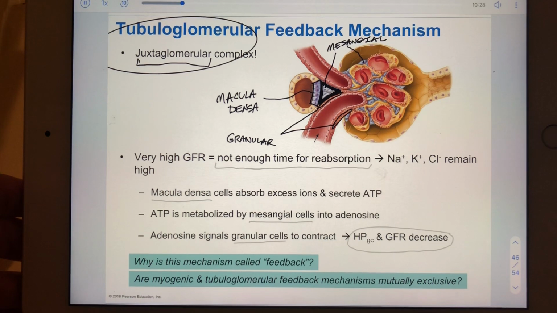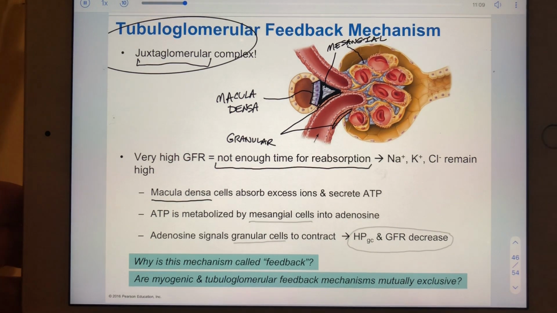Slow down, you move too fast. The nephron doesn't have enough time to reabsorb maximally, to reabsorb efficiently. And therefore, sodium, potassium, and chloride ions remain high in the filtrate, even in the distal tubule, okay? Well, macula densa cells are positioned in the distal tubule, and they act as sensory receptors. What are they sensitive to? Those high ion concentrations. And what happens is that they absorb excess ions and in response secrete ATP.